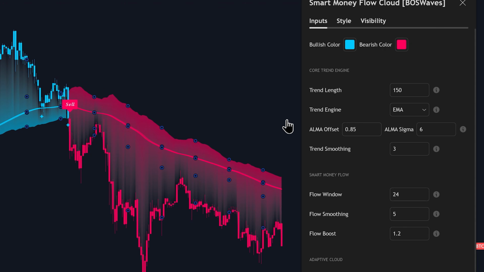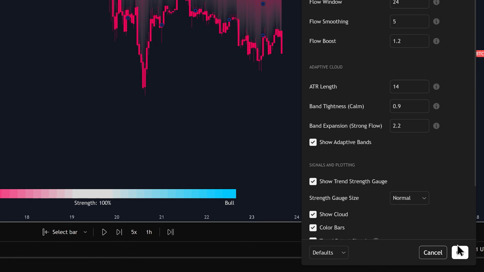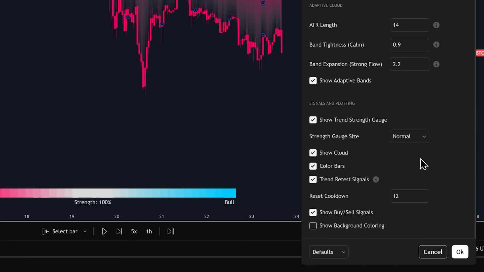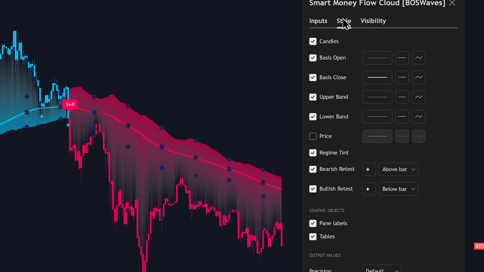After setting length to 150, click OK. Everything else in the settings is optional customization, but here's what matters conceptually so you understand what you're changing if you ever tune it later.